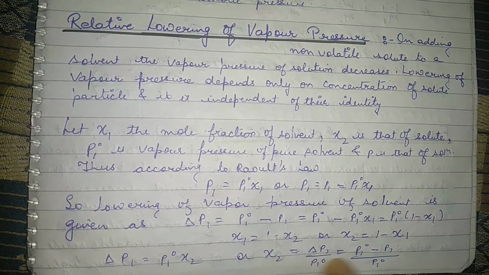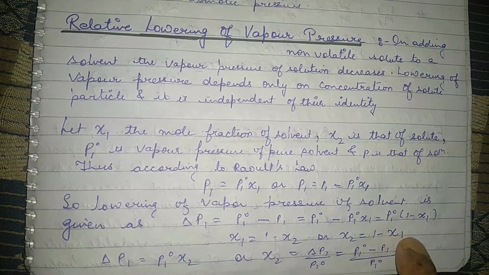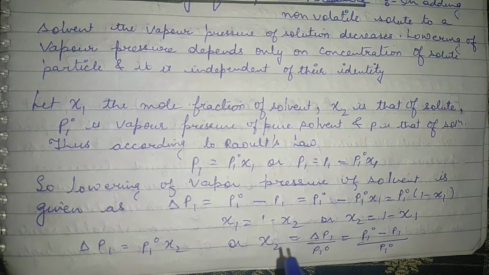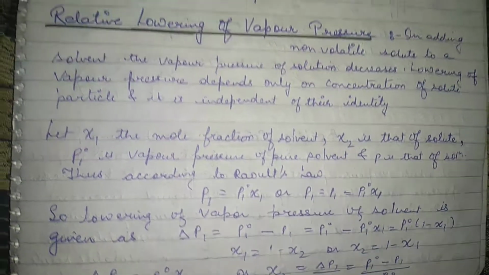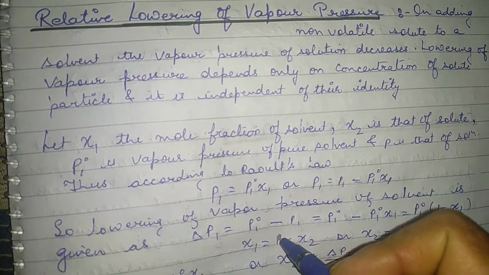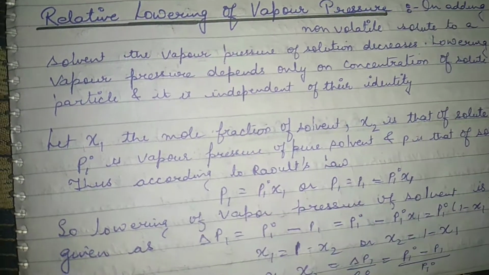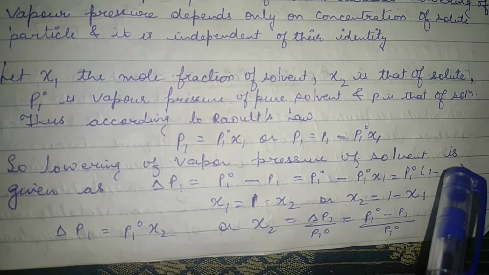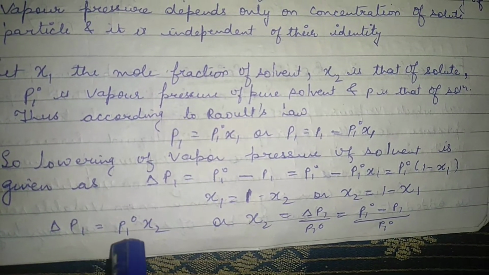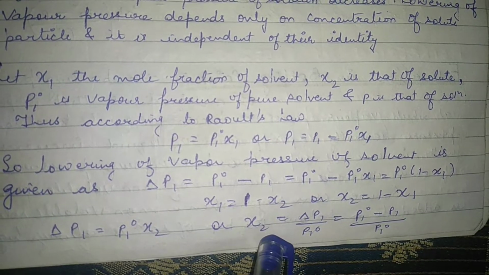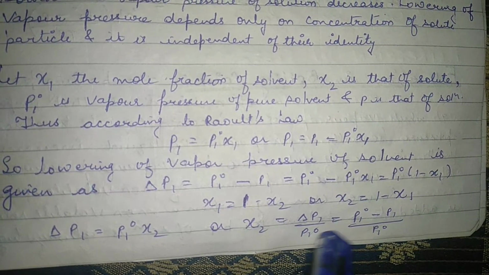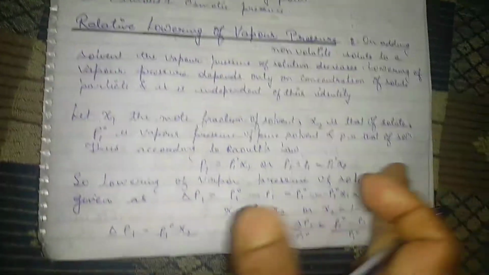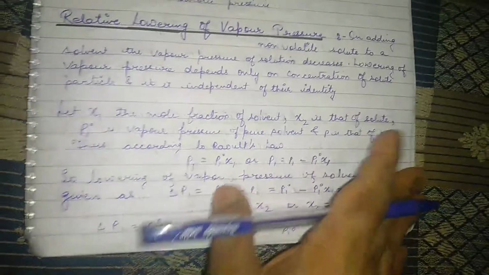Here we have to take out P1 naught as common, so 1 minus x1, and as we know x1 plus x2 is equal to 1, so x1 is equal to 1 minus x2. So we can put the value of x1 in this equation. Alright, so what we get, delta P1 is equal to P1 naught x2, or x2 is equal to delta P1 upon P1 naught, that is P1 naught minus P1 upon P1 naught. Okay, so this is the derivation.